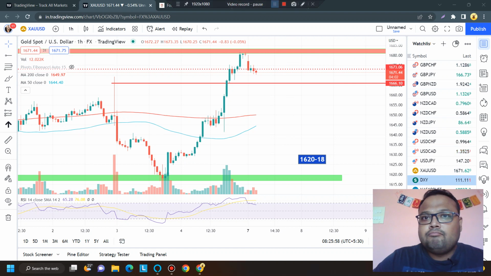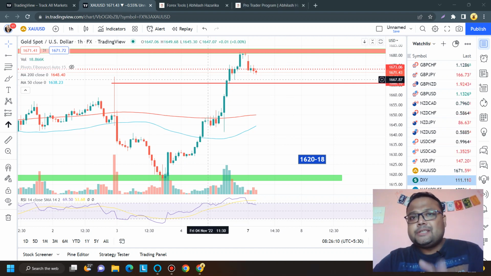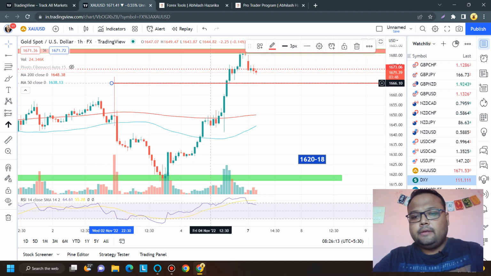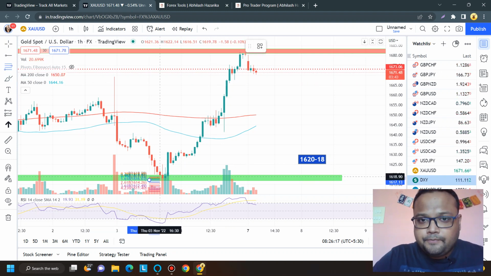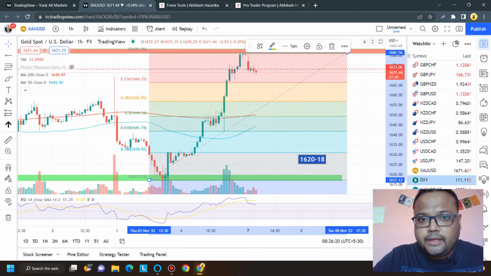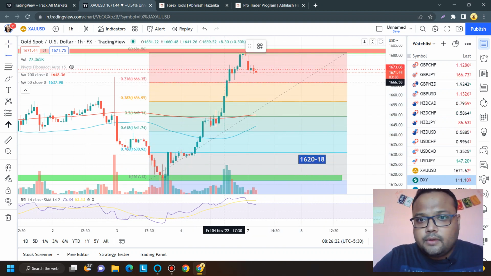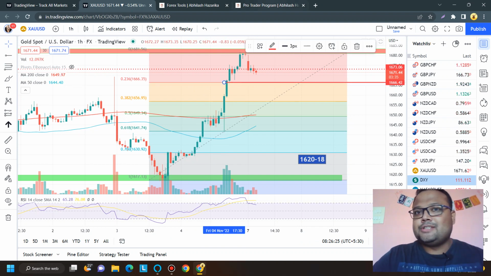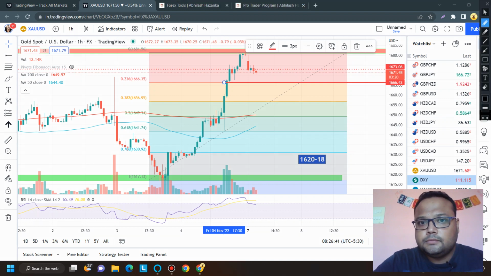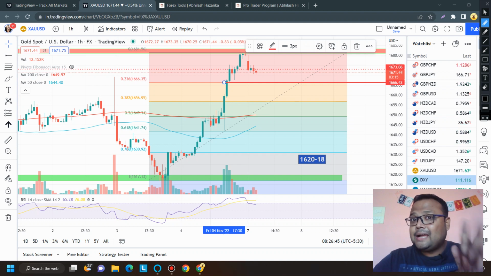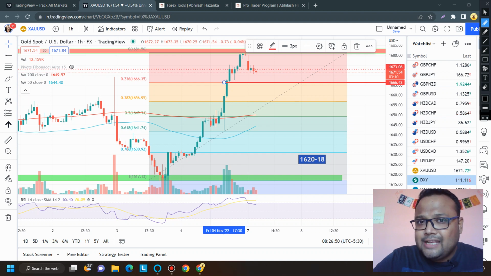In case the selling pressure continues for the next 1 or 2 hours, then you can take the help of Fibonacci. I am drawing the Fibonacci retracement here, and the first retracement level according to Fibonacci is 1666. If the selling pressure continues, remember the market has just opened and is not stable yet. So observe the market firstly at 1666.